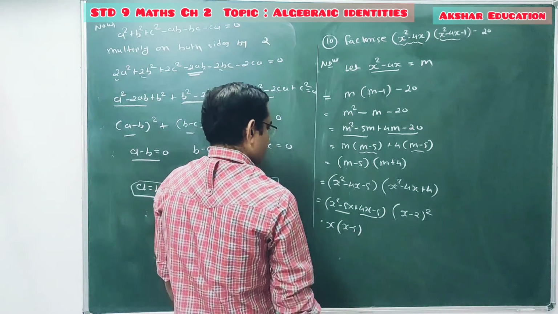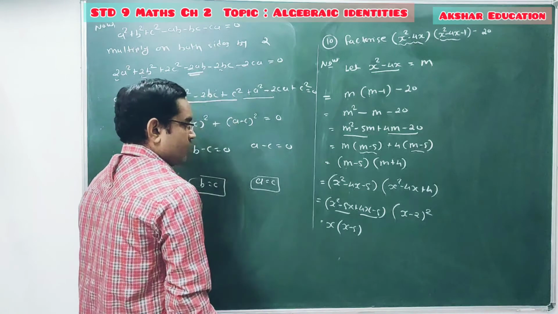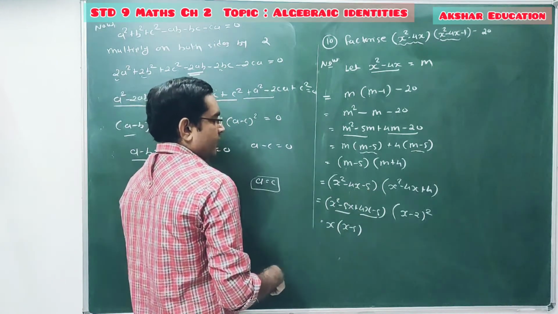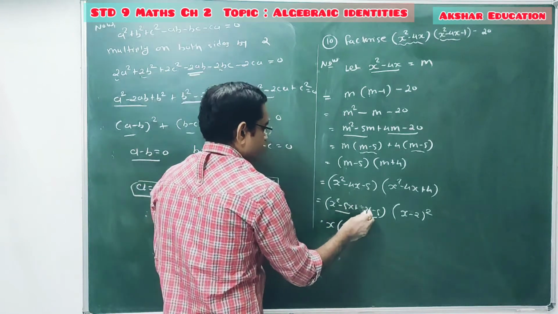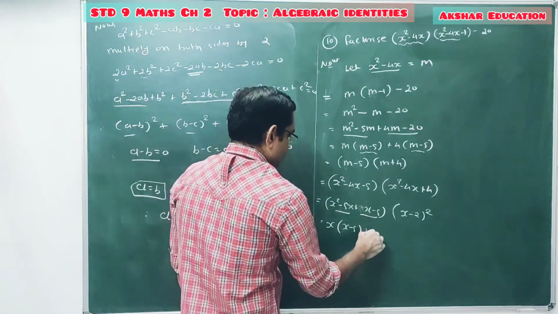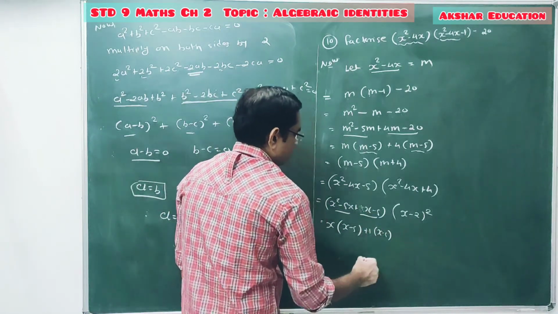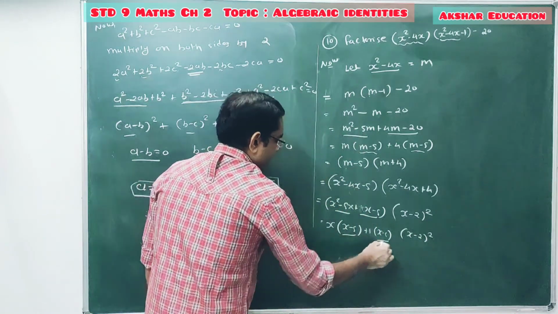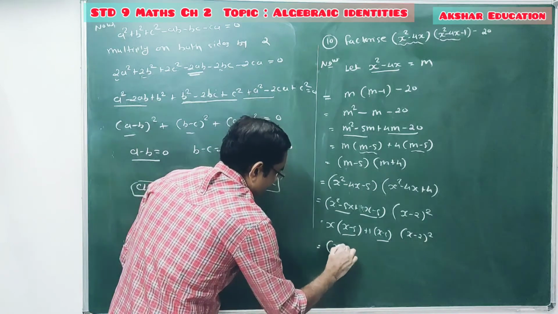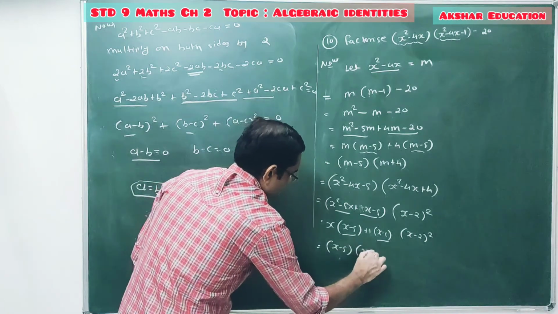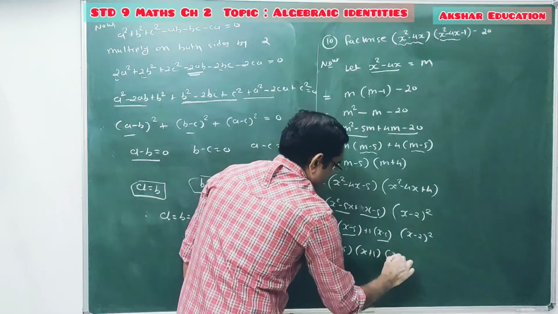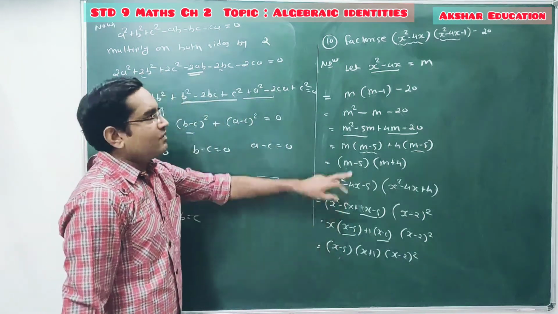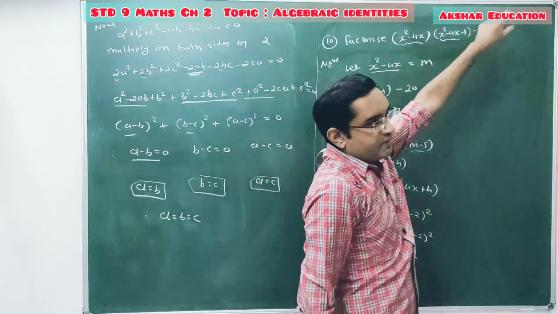This is x minus 2 whole square, and this one is x common, x minus 5 plus 1 is common. So it's x minus 5. This is x minus 2 whole square. So here we are taking x minus 5 as a common. So it's x minus 5 into x plus 1, and this is x minus 2 whole square. These are the factors of this given algebraic expression.